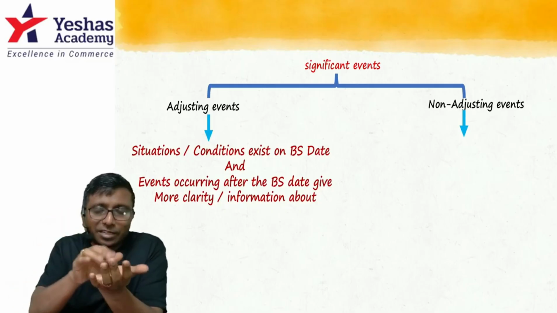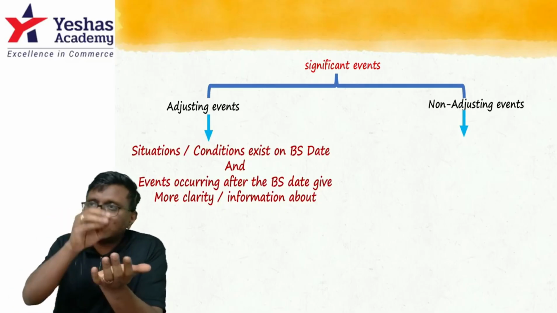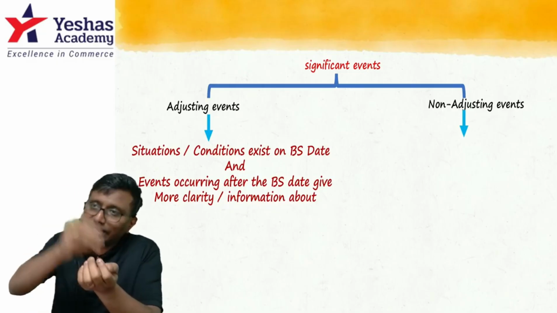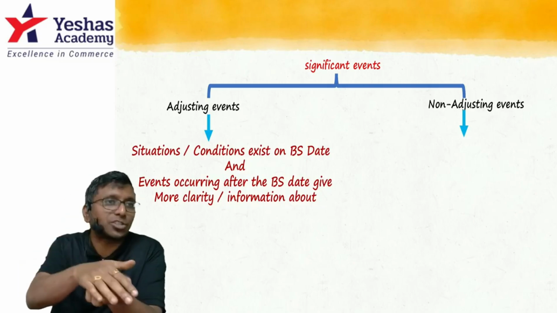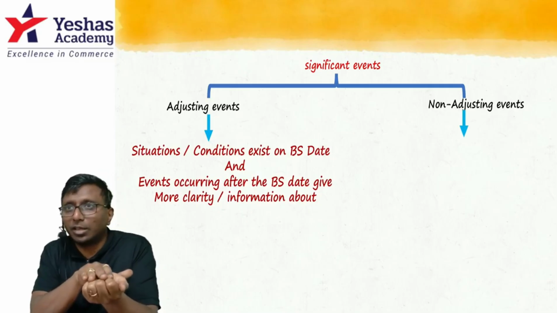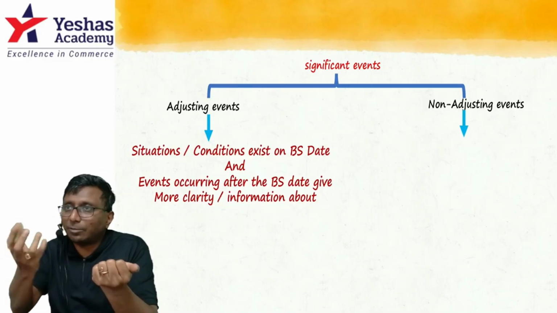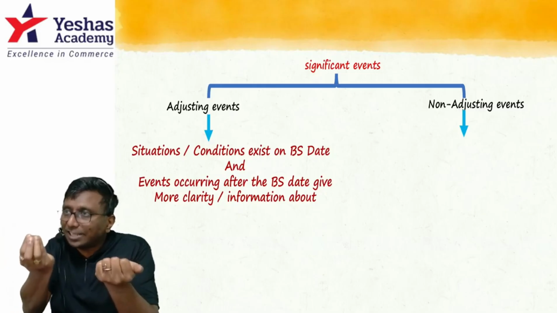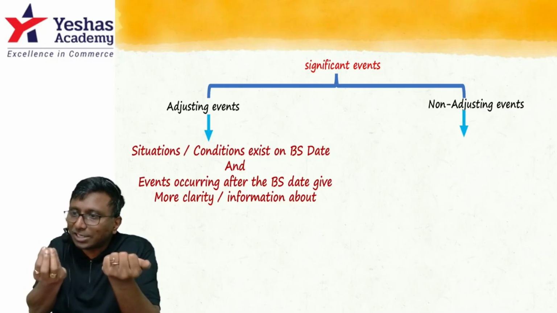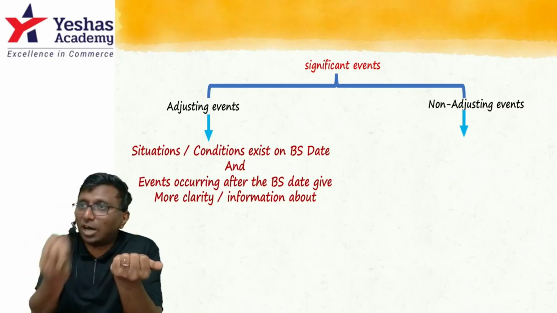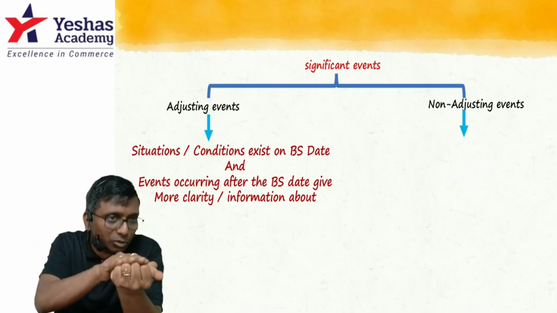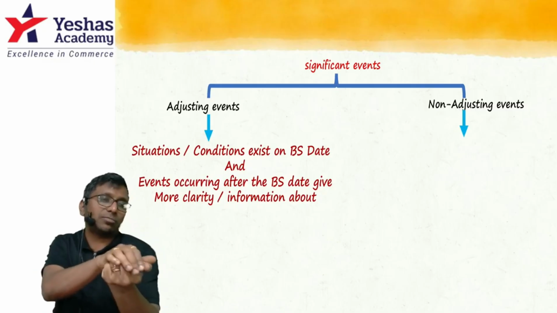What is an adjusting event? These are situations or conditions which were already there on 31st March. Event means not something new. The information you get subsequently gives clarity or more information about those events, circumstances or conditions which were already there on 31st March.